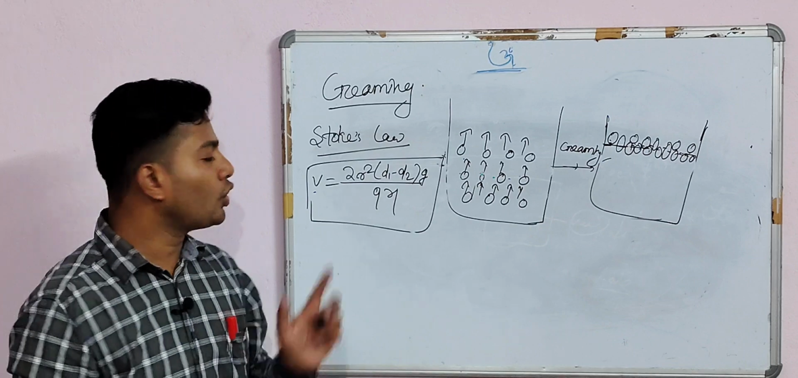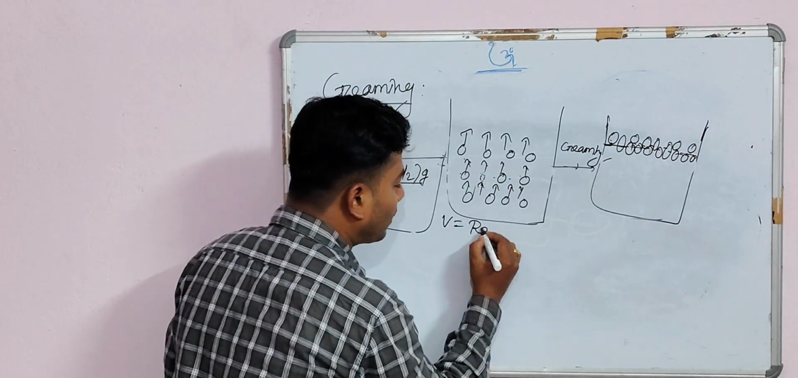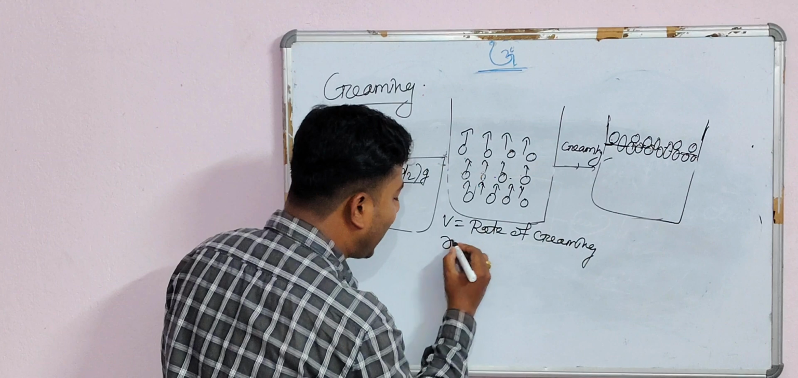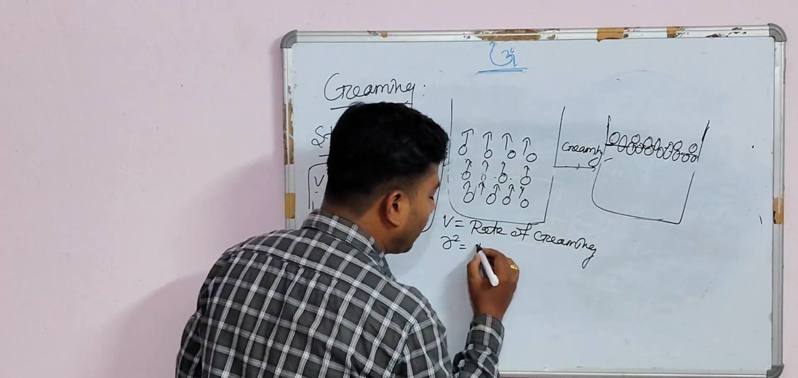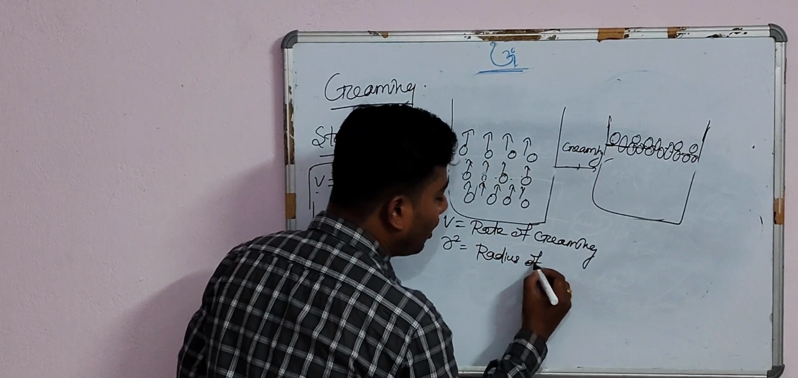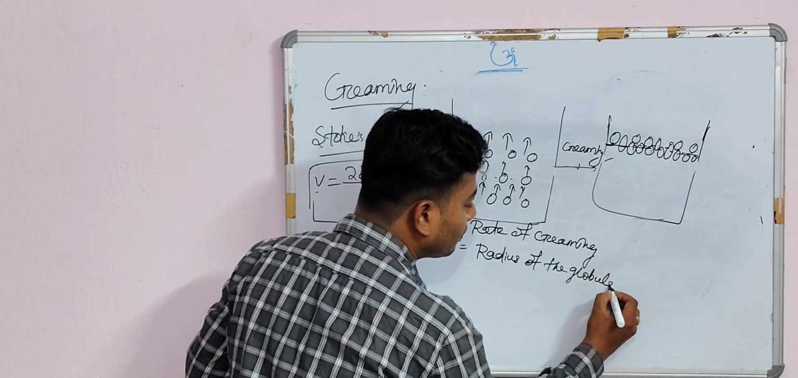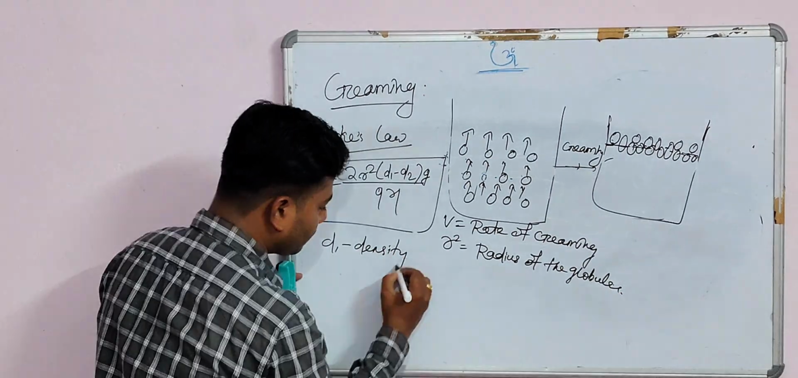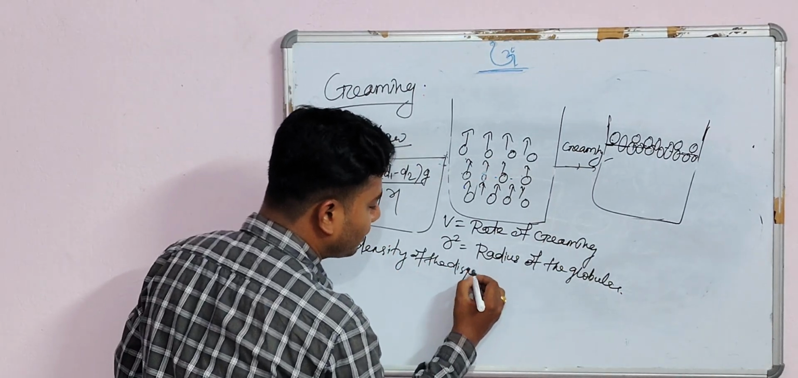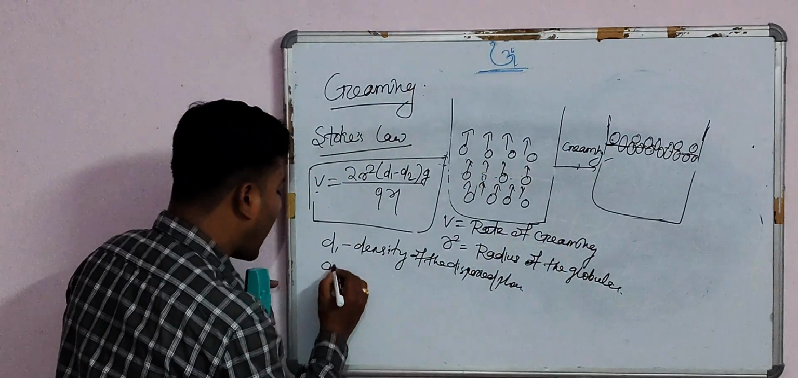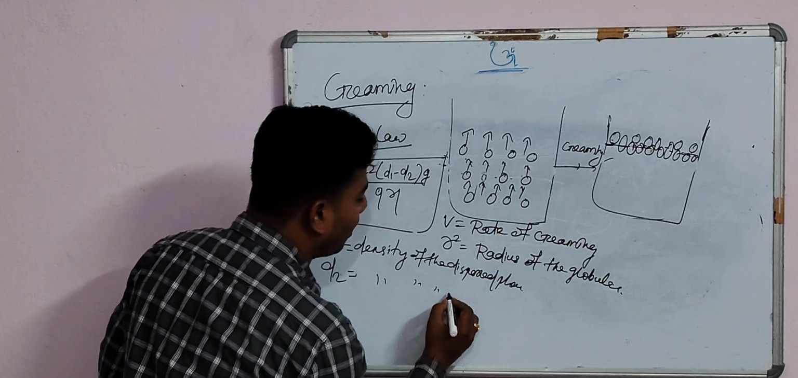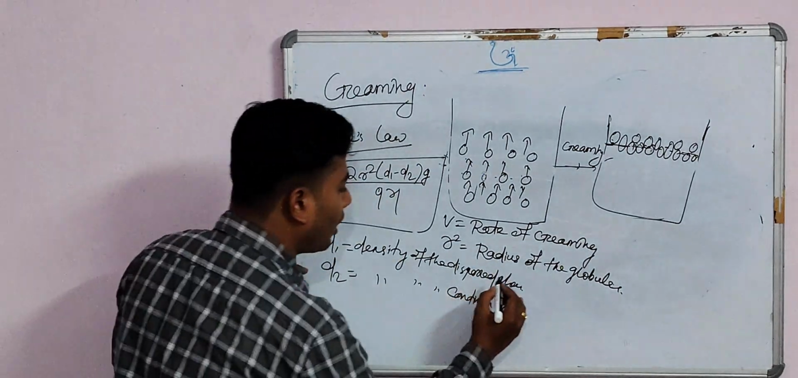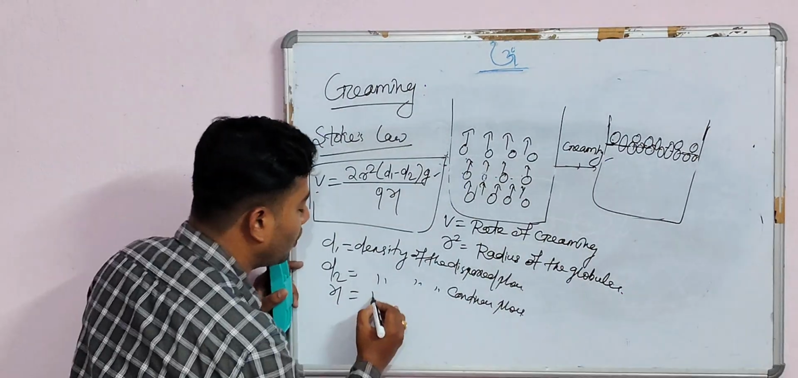Clear? Okay, so V means what? V is equal to the rate of creaming. r is equal to the radius of the globule. d1 is equal to the density of the dispersed phase, and d2 is equal to the density of the dispersion or continuous phase. Okay, and g is equal to the gravitational constant and η is equal to the viscosity.